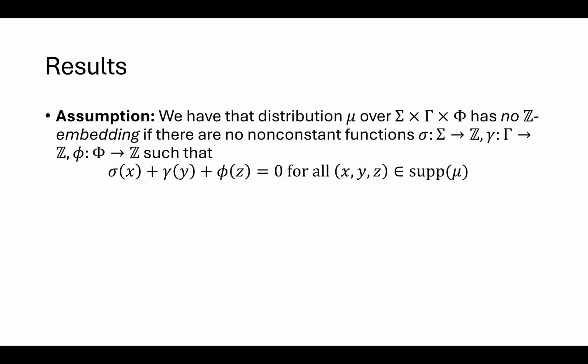Now we get to stating our results. To state a result, we need an assumption on the distribution mu. We say that the distribution mu over sigma cross gamma cross phi has no Z embedding if there are no non-constant embedding functions on sigma, gamma, and phi such that the sum of the maps of sigma, gamma, and phi on XYZ is 0 for all XYZ in the support. So notice that there are constant solutions when they're all 0, but we say that there's no Z embedding if there are no non-constant solutions, where these maps are all into the integers.